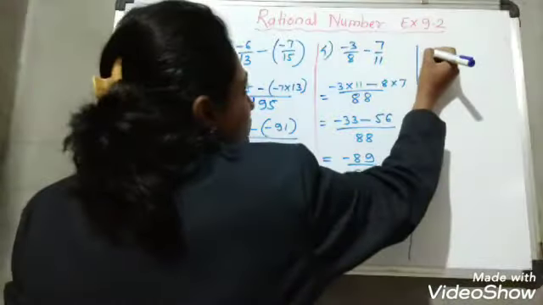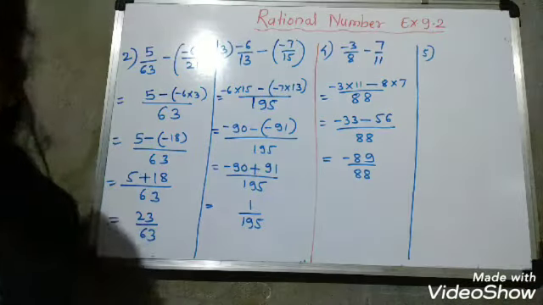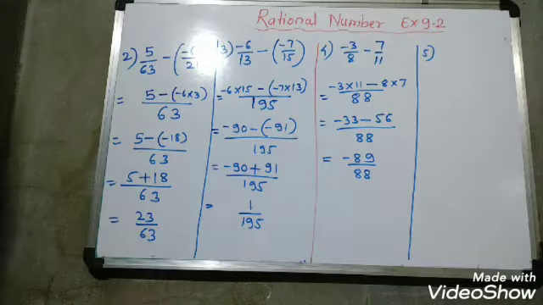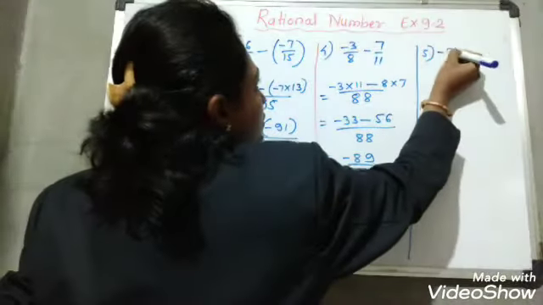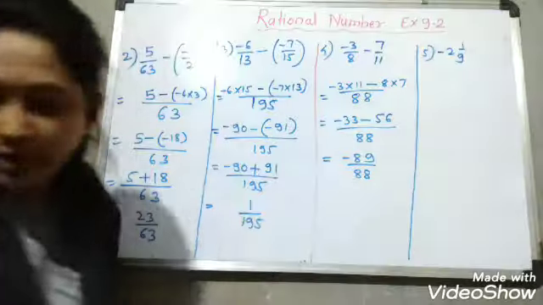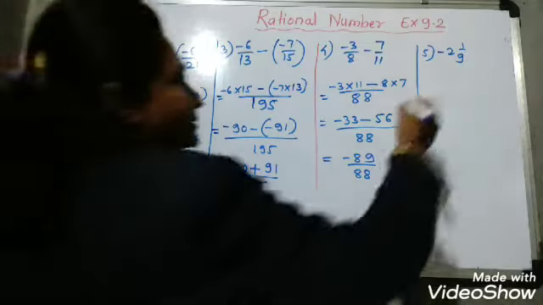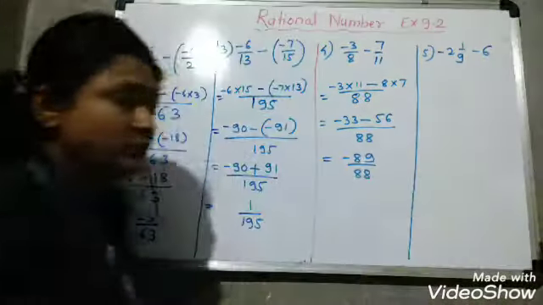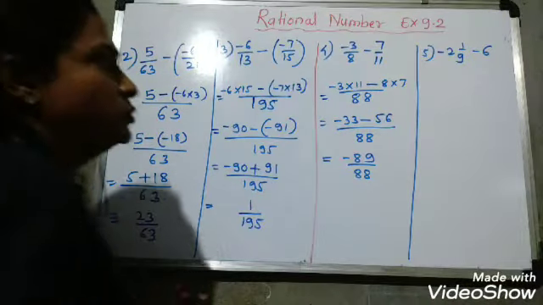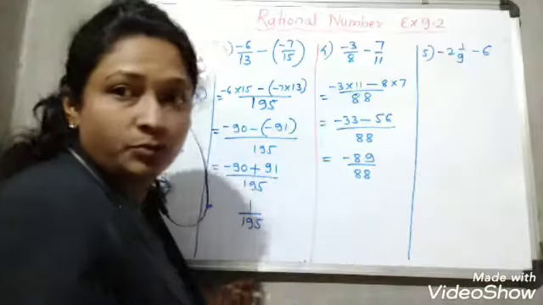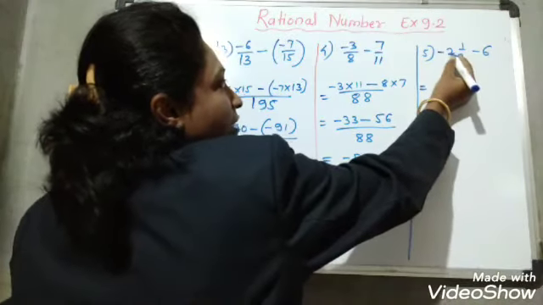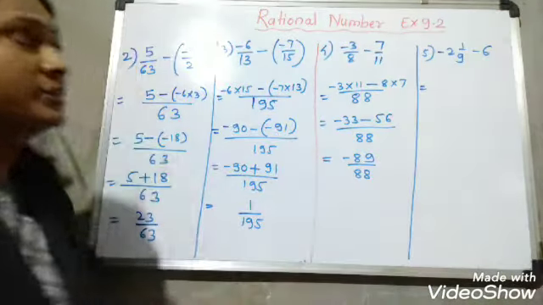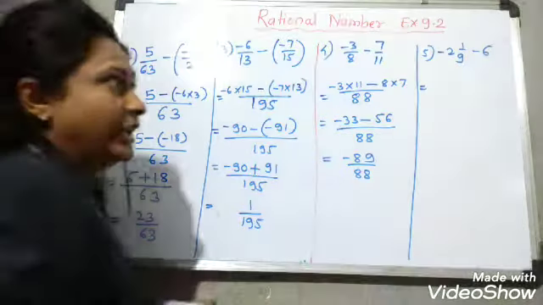Okay, so let's move towards our next example. Our next example is minus 2 1 upon 9, and minus 6. This we have to solve. Now here see students, first we will convert this into an improper fraction. So how will you convert? See, 9 twos are 18, 18 plus 1, what will we get? 19.